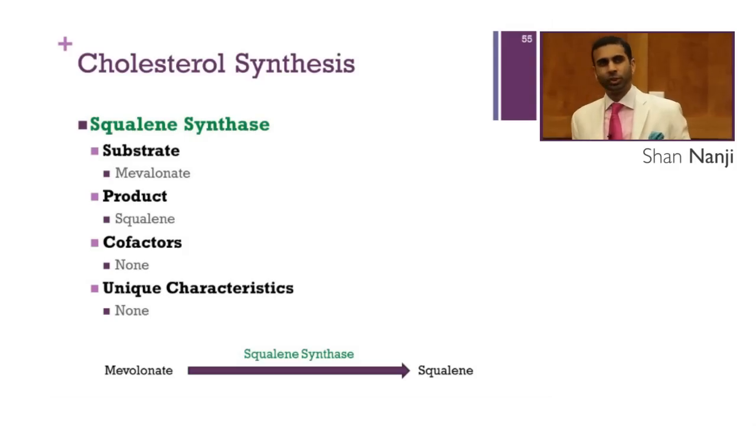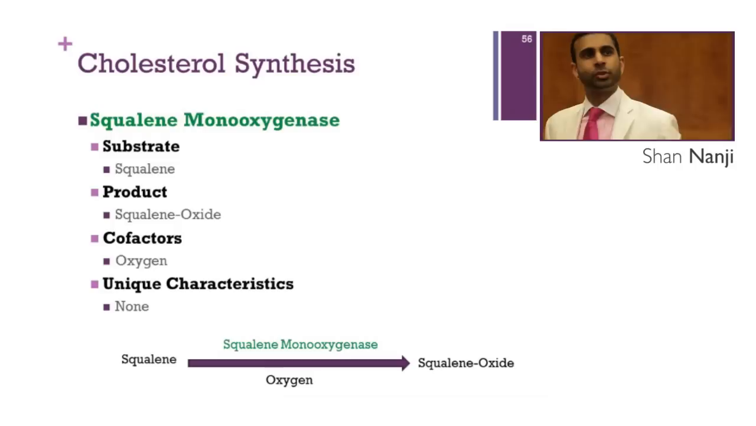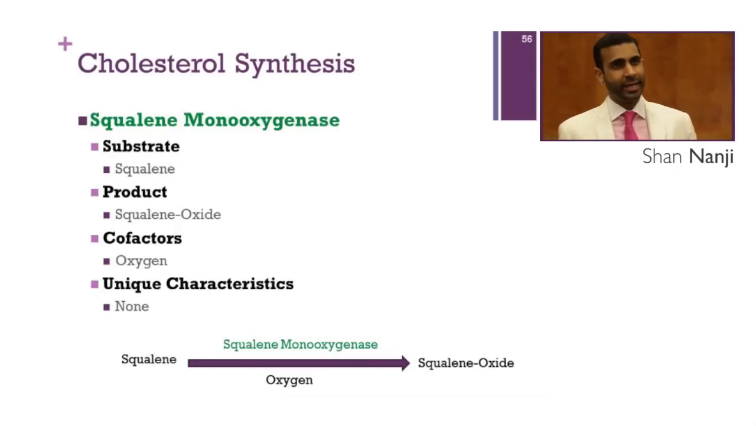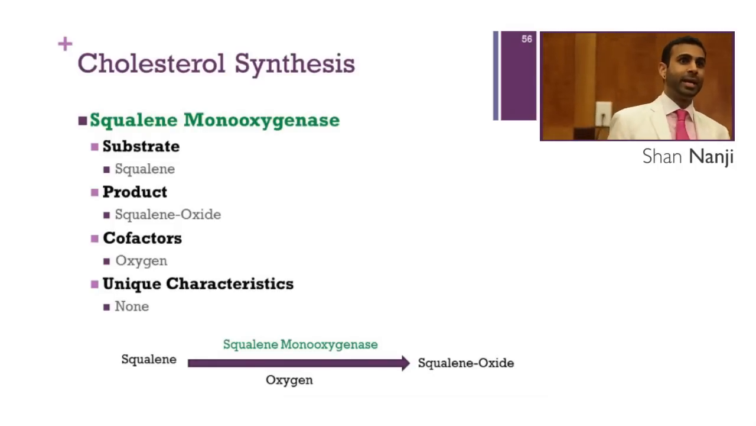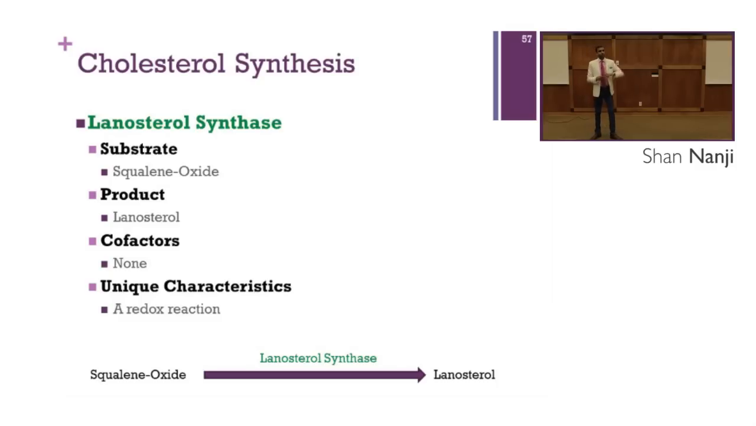Next enzyme, squalene synthase. This takes what HMG-CoA reductase gave us, which is mevalonate, and makes squalene. Okay? Then we have squalene monooxygenase, which takes squalene to squalene oxide using oxygen as a cofactor. Now we have lanosterol synthase, which takes that squalene oxide to lanosterol, and this is a redox reaction.